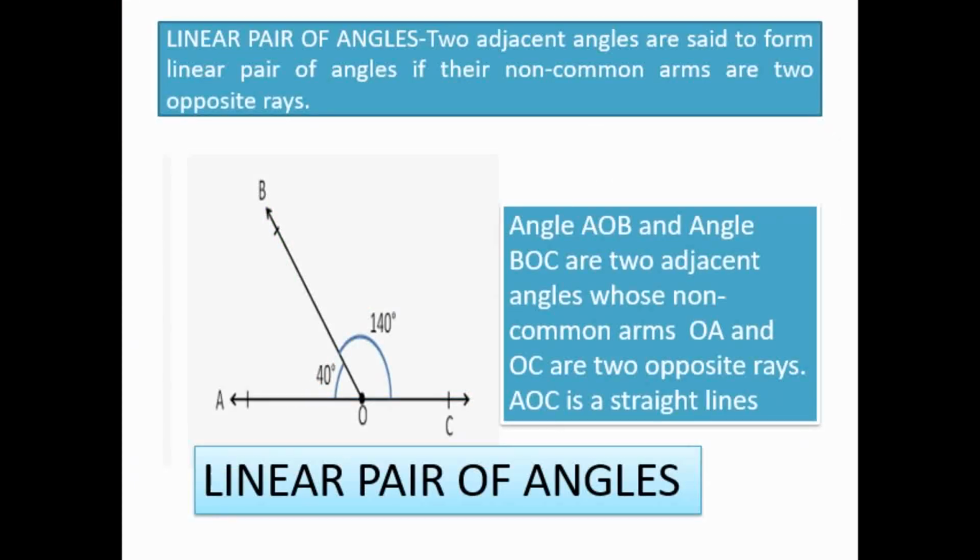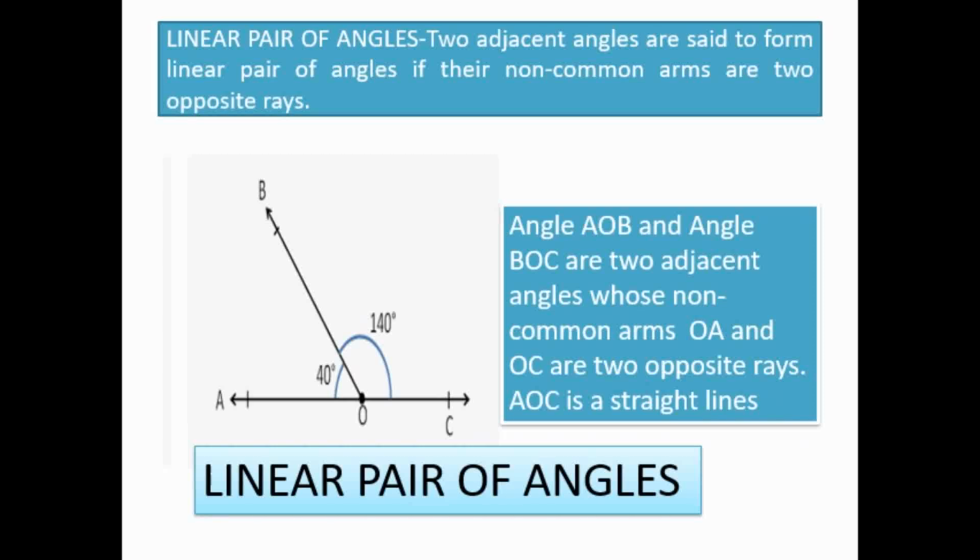So now let us see the linear pair of angles. In the last slide we saw the supplementary angles. If you remember, when you add the two supplementary angles, they are 180 degrees. But again, supplementary angles may be adjacent, may not be adjacent. If they are adjacent, then they are a linear pair of angles. If we see this figure here, angle AOB is 40 degrees. Angle BOC is 140 degrees. Now if you add both, 140 plus 40, 180 degrees.